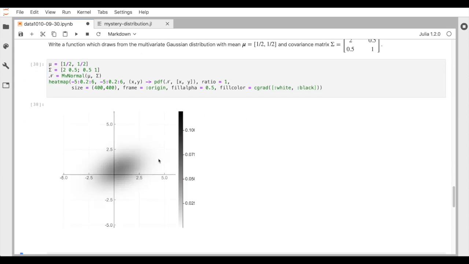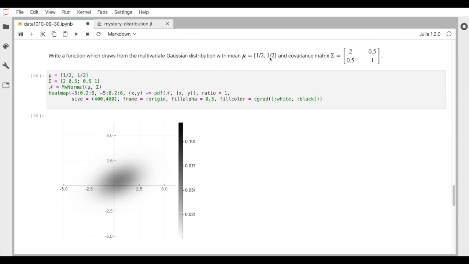So here it is with the white and black color gradient. Mass is concentrated somewhere, and these ellipses can have any orientation. So the mean says where the center of the distribution is, here 1/2, 1/2, and the covariance matrix specifies the covariances of the random variables represented by the two axes. So the x random variable, which is shown here left and right, has a variance of 2. The y random variable has a variance of 1. And then the covariance is 0.5.